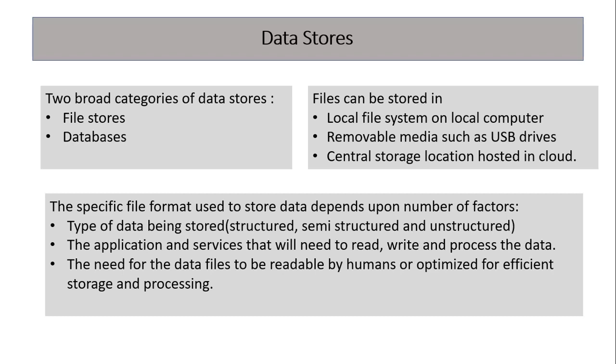Now, files can be stored in the local file system on a local computer, or on some removable media, for example USB drives, wherein we just store data onto drives and take the drives along with us whenever we are going somewhere, so that we can take data out of that. Central storage location is the third option, which is nothing but cloud.